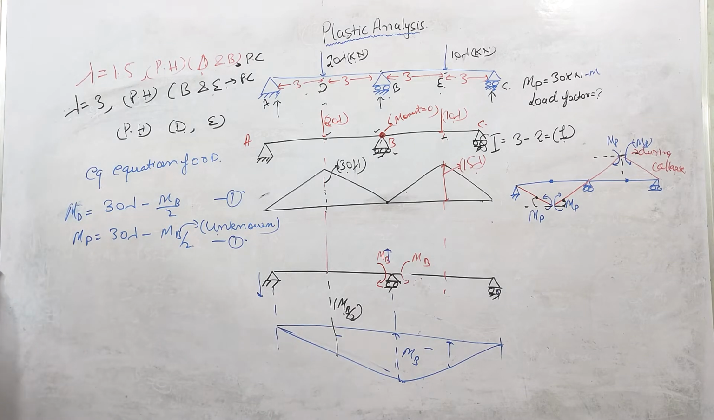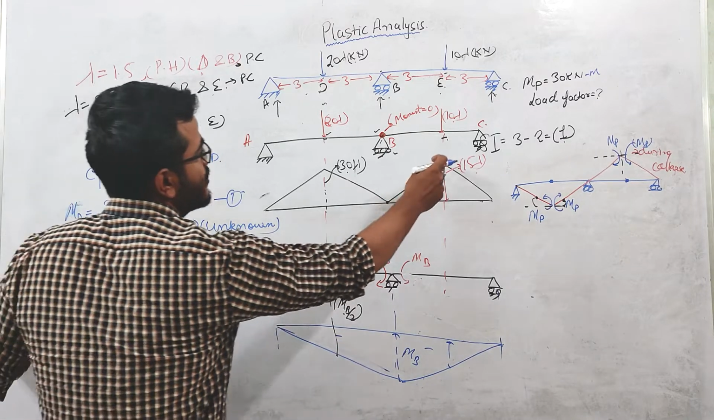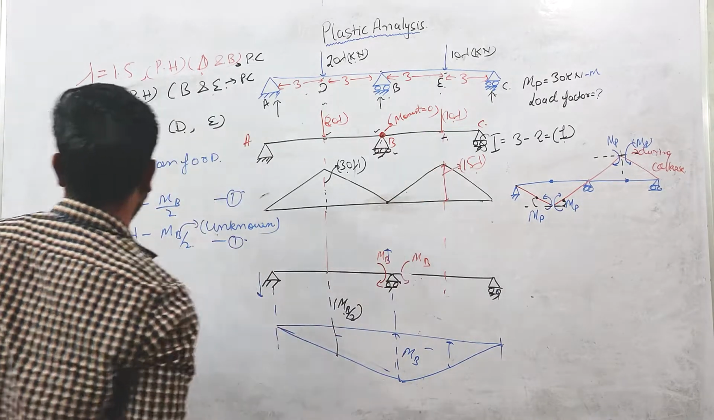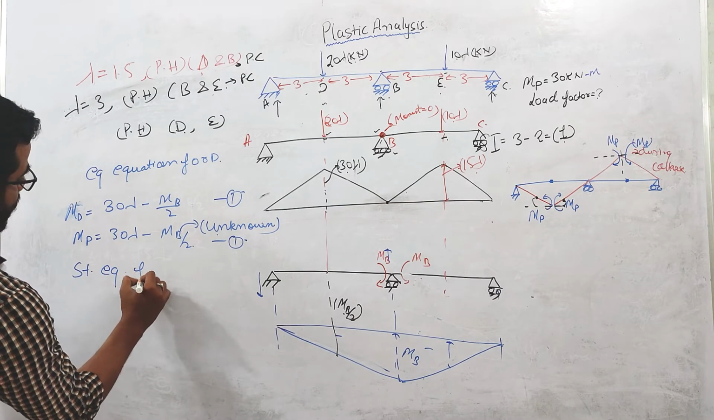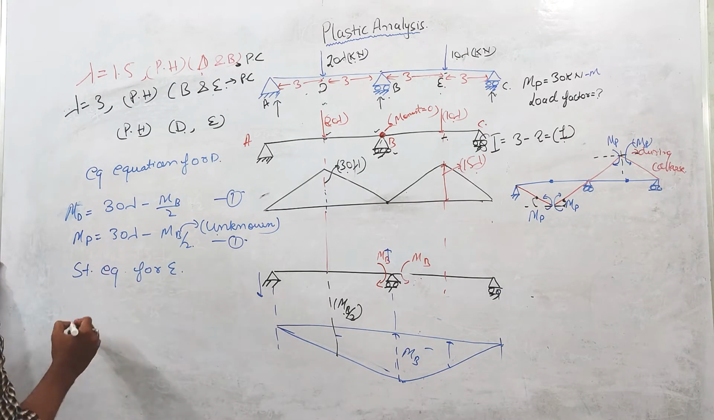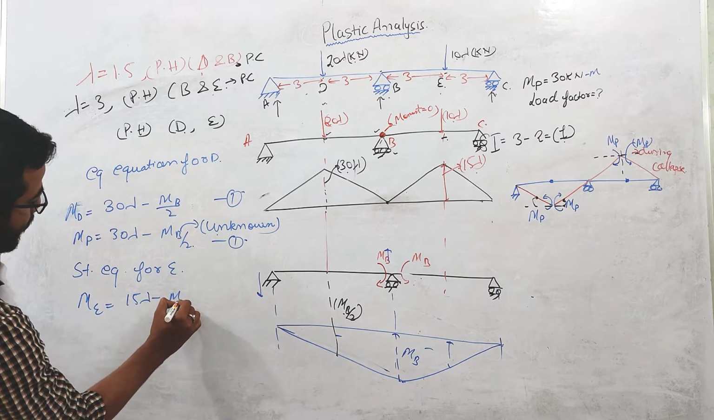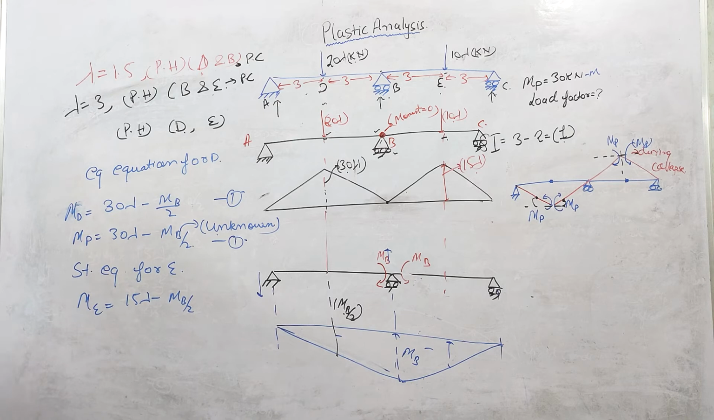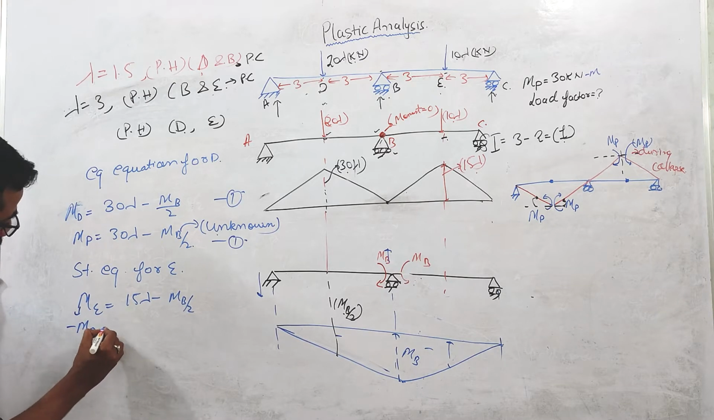Now for this span, if you write the static equilibrium equation for the E point, this will be ME equals 15 lambda minus MB by 2. But remember over here, ME will be minus of MP.